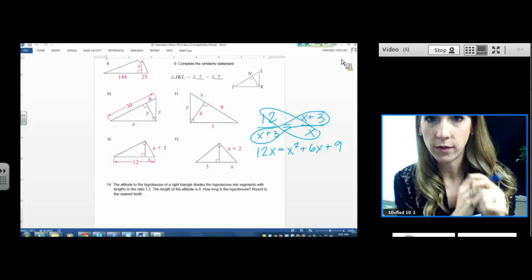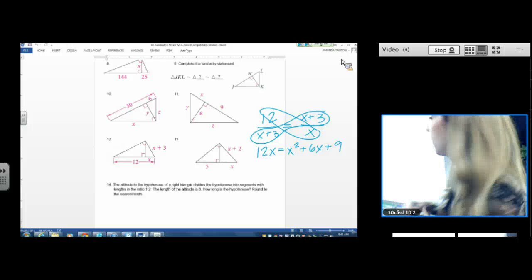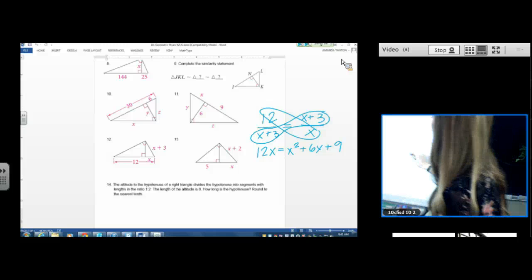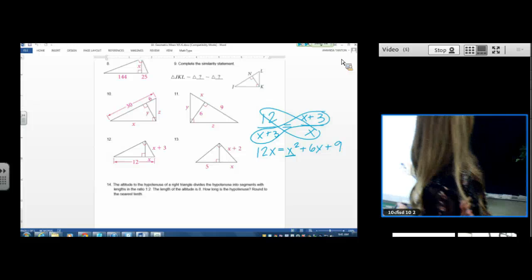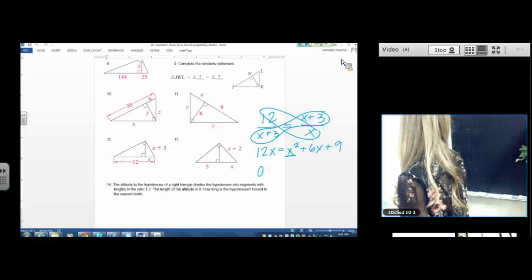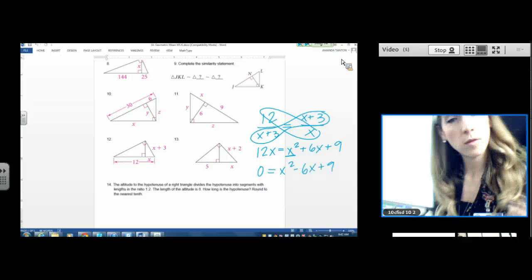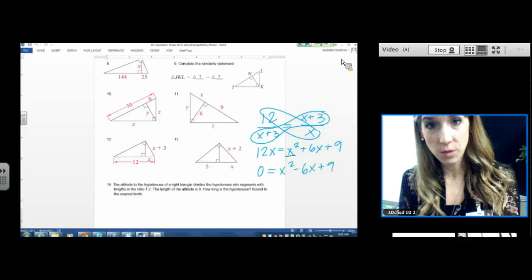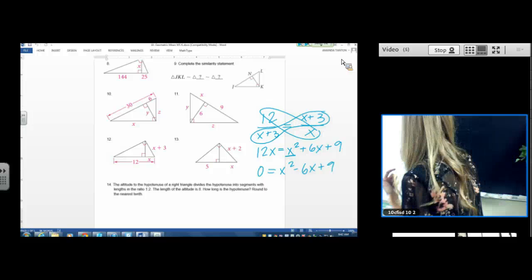You have to FOIL first, outer, inner, last. If you need to write it and set it up yourself, you can FOIL that. I can already tell this is a quadratic. So I need to move everything to one side of the equation. 0 equals x squared minus 6x plus 9. Because when I moved that 12x over, 6 minus 12 is negative 6. All right, now I'm ready to factor.